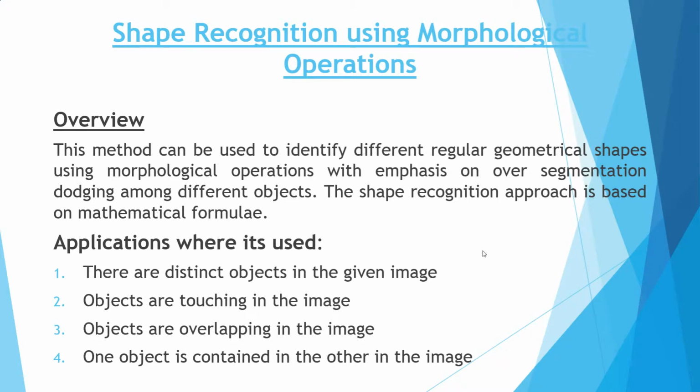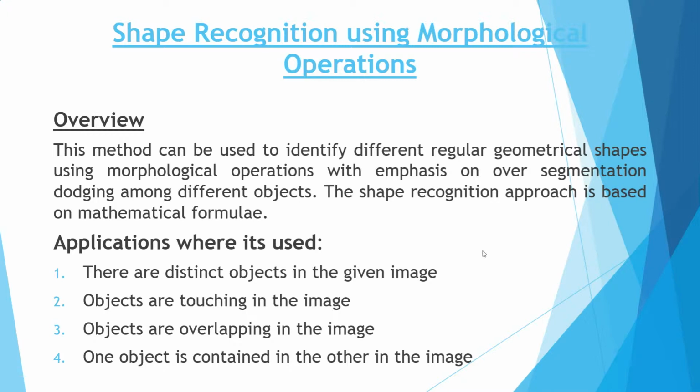The second method is shape recognition using morphological operations. The overview is that this method can be used to identify different regular geometrical shapes using morphological operations, with emphasis on over-segmentation avoidance among different objects. The shape recognition approach is based on a mathematical formula.